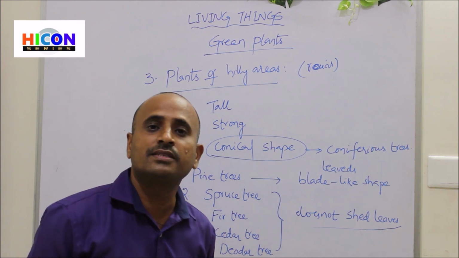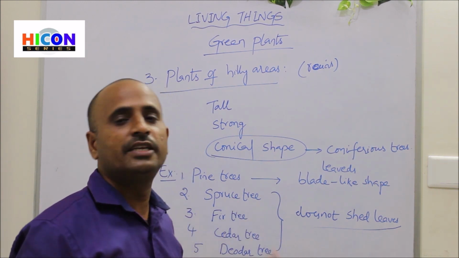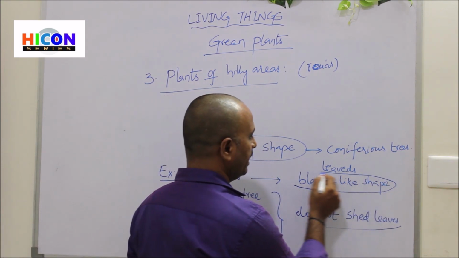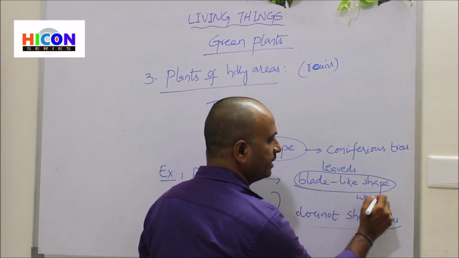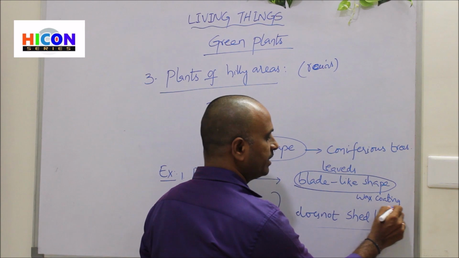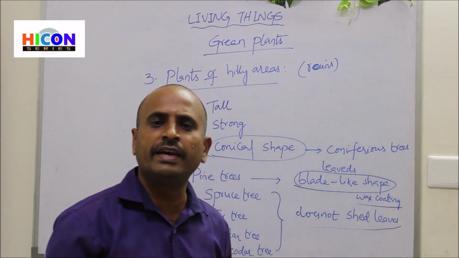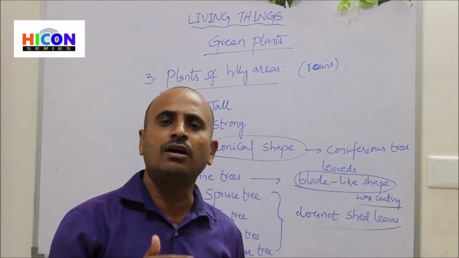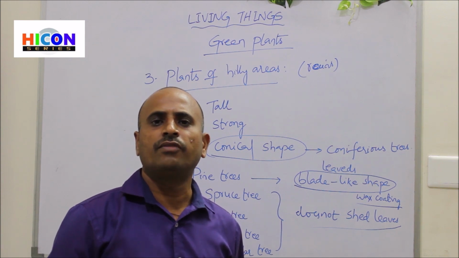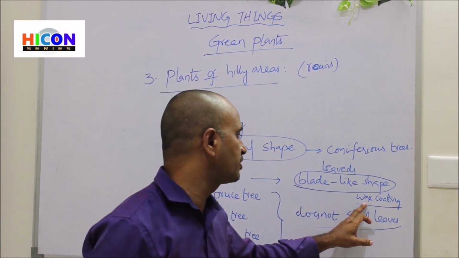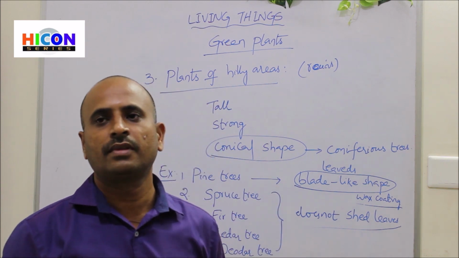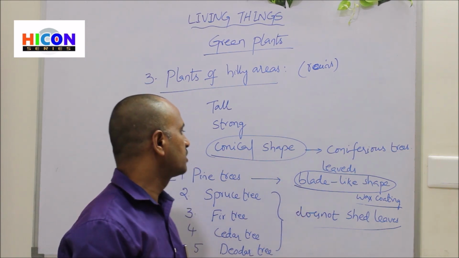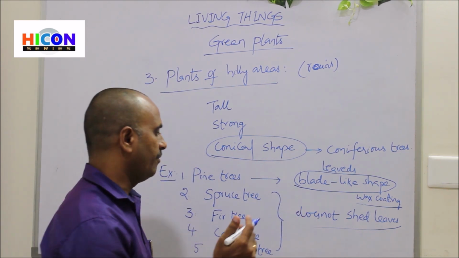But then what happens to the water present in it? Because these leaves have a thin wax coating on them. That's why the water is not lost during evaporation or during respiration. So the water is not lost because of this wax coating on the leaves. That's why these plants do not shed leaves. That's why these plants are also called evergreen trees.